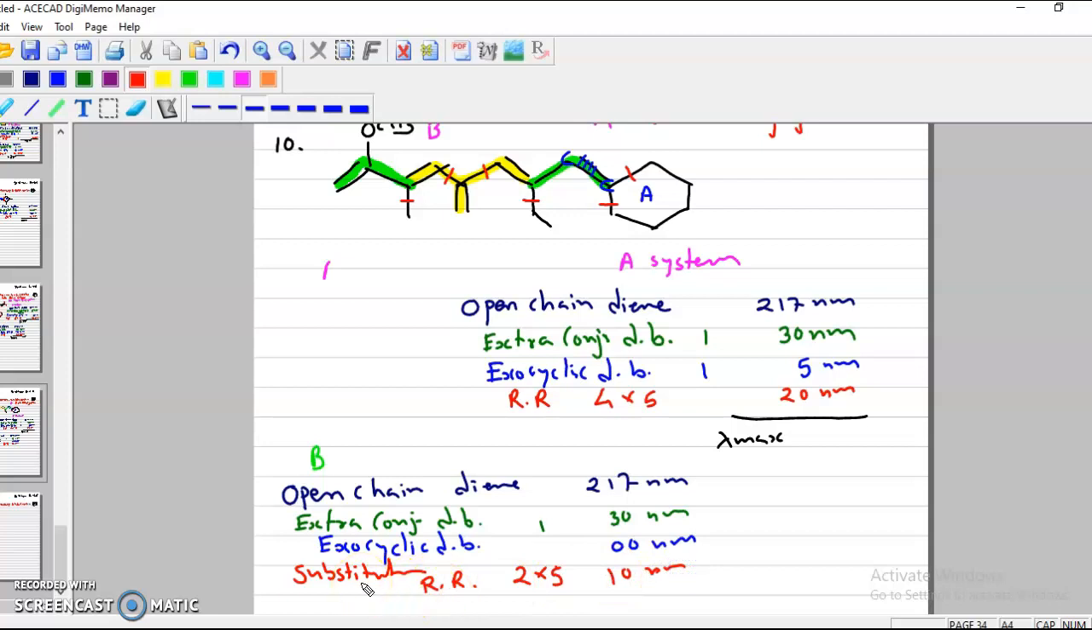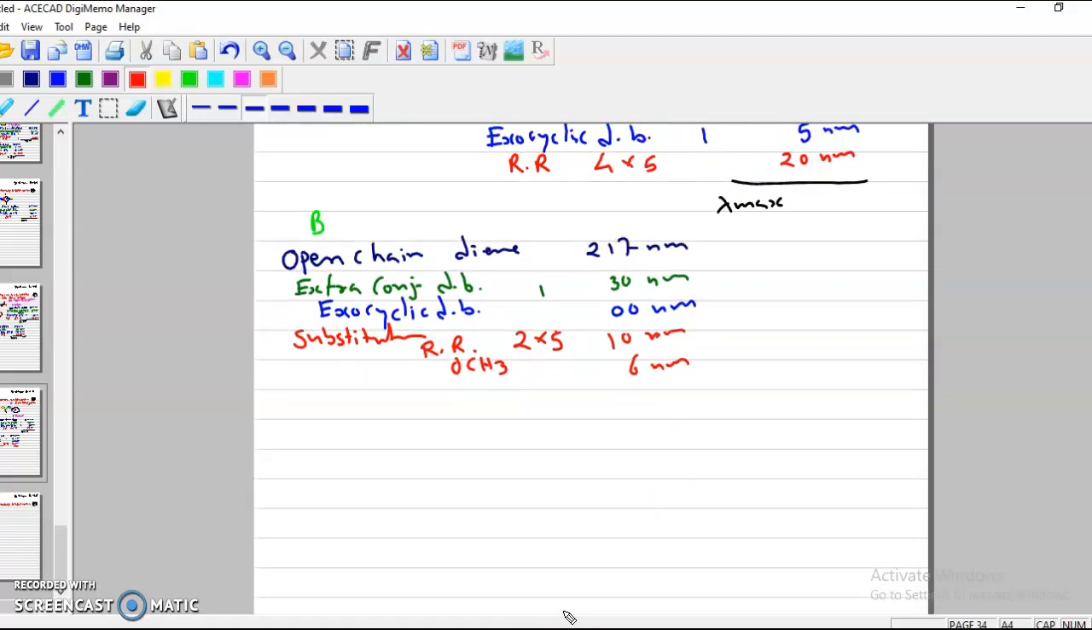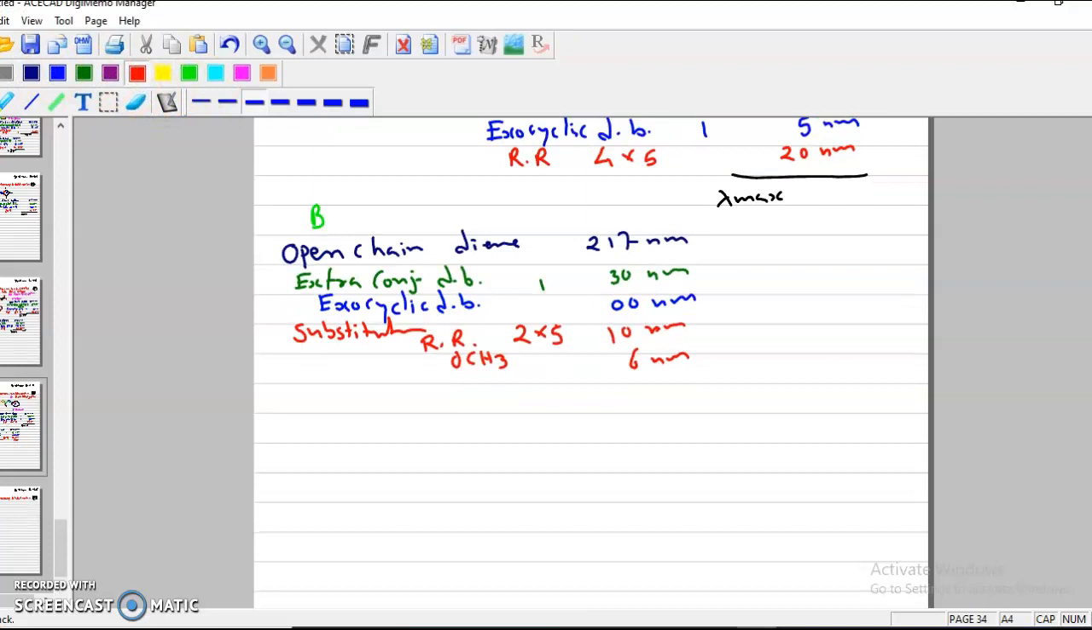And now for the OCH3 group, the value we take for OR is about 6 nanometer, I think. So for OCH3 we will take 6 nanometer, and then make a total of this. Okay, so this will be lambda maxima for this system B. So here it is an example of cross conjugation, and we have two different systems A and B, and find out lambda maxima for both. Thank you so much.